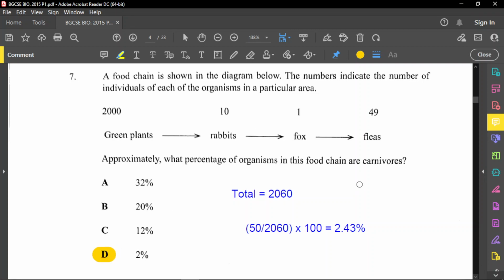I must point out why 2.4 is not the answer, but 2: because we are talking about organisms, we can't have a 2 point something organism. So just round it off to 2 as the nearest whole number. Let's jump into question number 8.